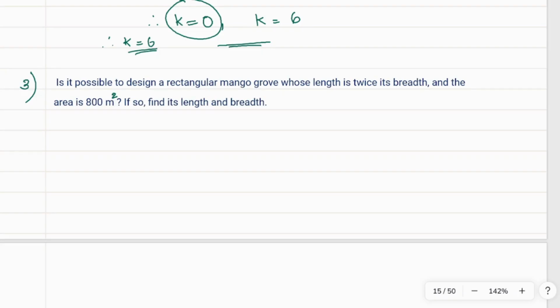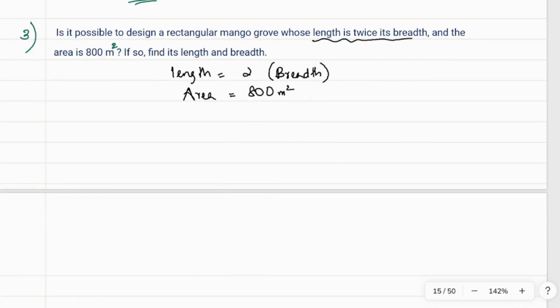Is it possible to design a rectangular mango grove whose length is twice its breadth? They are telling the length is twice its breadth, so length is equal to 2 times breadth. It is given in the question. Then they are telling the area is equal to 800 meters square.